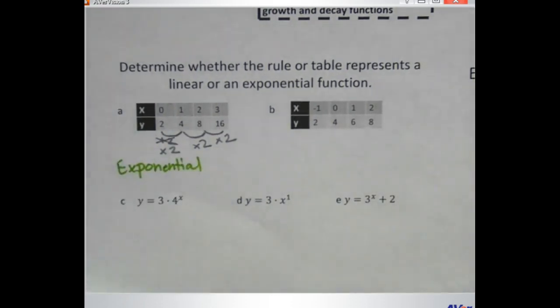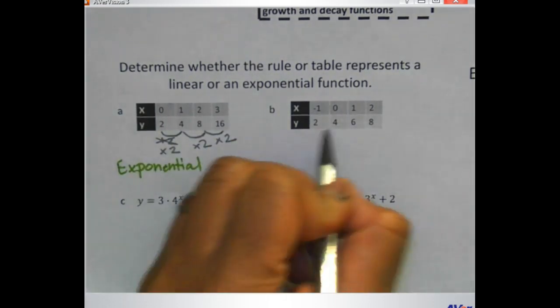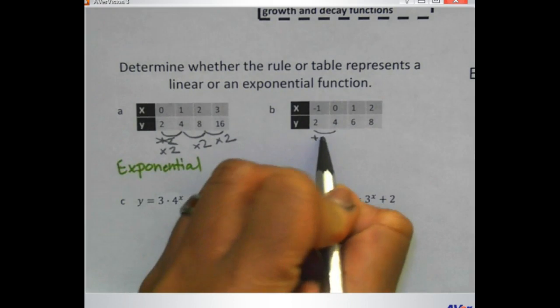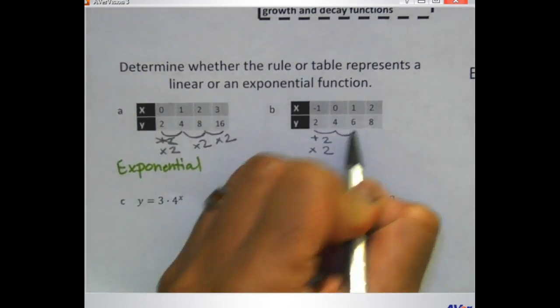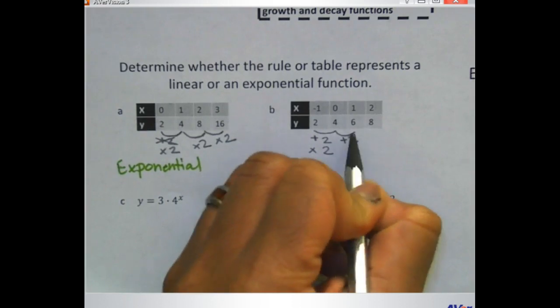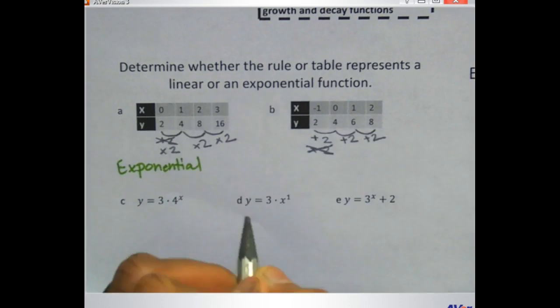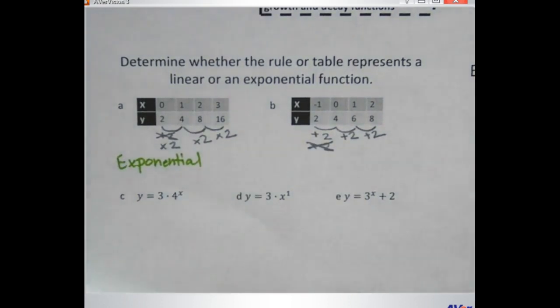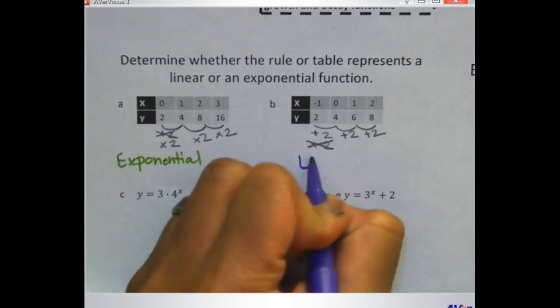Okay, let's check the next one. That's all they wanted, exponential, linear. Right here, I have two options. It could be plus 2 or it could be times 2. Now let's look. If I add 2 to this one, I get 6. 6 plus 2 gives me 8. That didn't work out. So therefore this is linear.